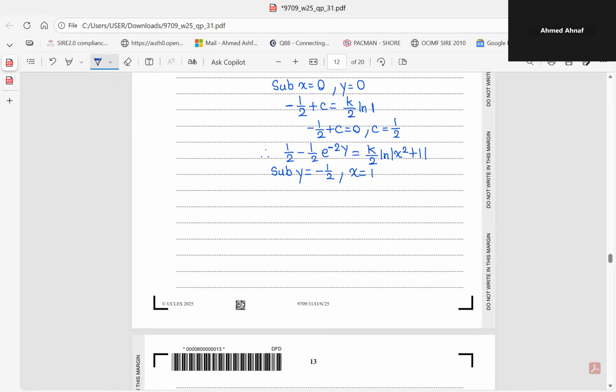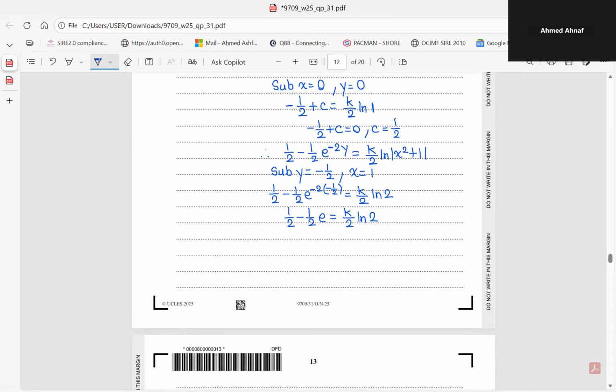So we get half minus half times e to the power of negative 2 times negative half equals k over 2 ln of 1 squared plus 1, you get just ln 2. And then half e to the power of negative 2 times negative half, you just get e. So half minus half e, you get k ln 2.